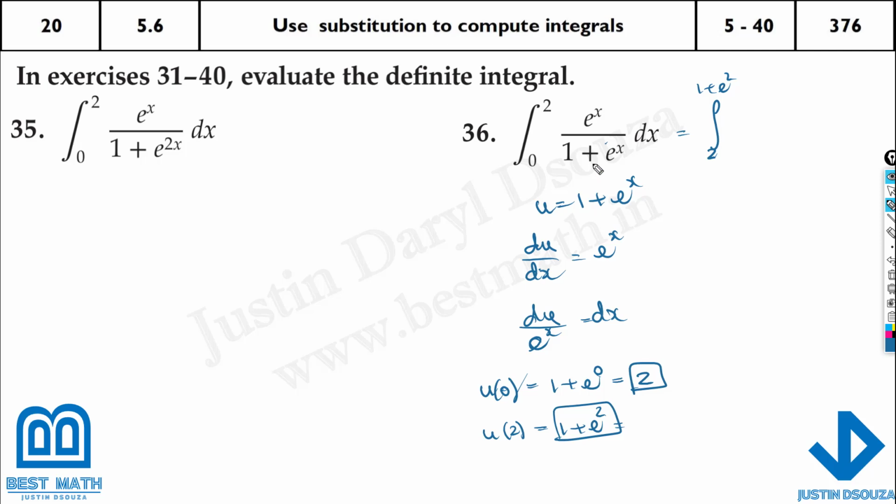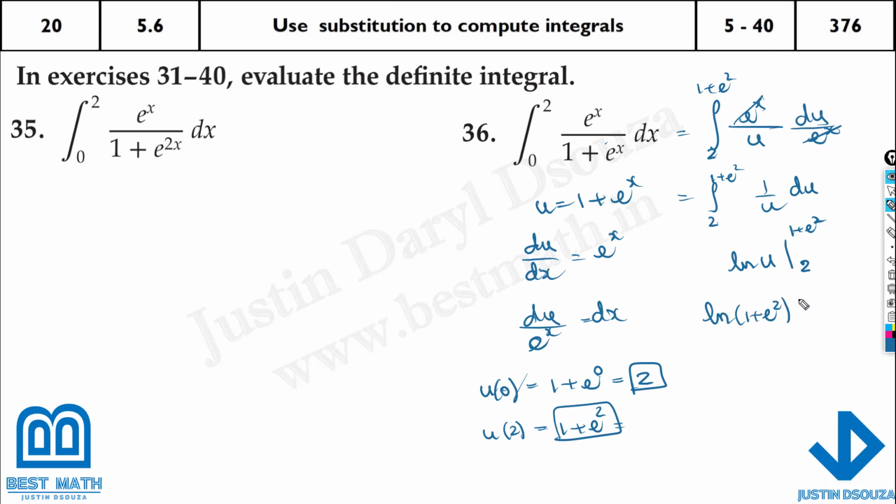And what about this? Here, let's do the substitutions. E to the power x divided by u will be du by e to the power x. E to the power x cancels off. So you're just remaining with the integral from 2 to 1 plus e squared of 1 by u du. What is the value of the integral of 1 by u? It is ln u. Now you need to apply the limits. 1 plus e squared is the upper limit, and down we have just 2. So ln u is ln of 1 plus e squared minus ln 2. You can leave it over there because that must be the answer.